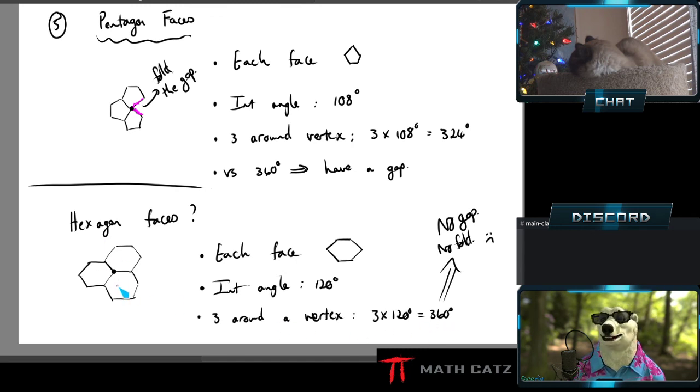And I don't have a gap. I can't come back and create a gap ever again because I need a minimum of three. The smaller polygons still give me the opportunity for a gap.